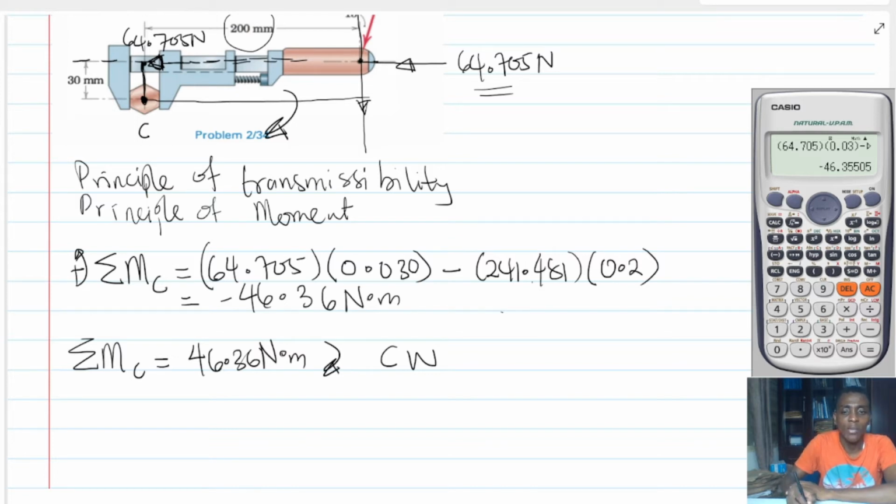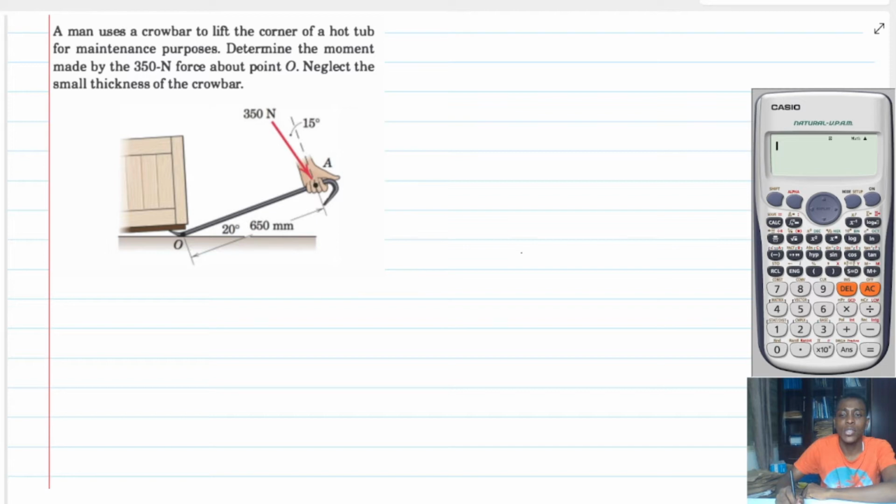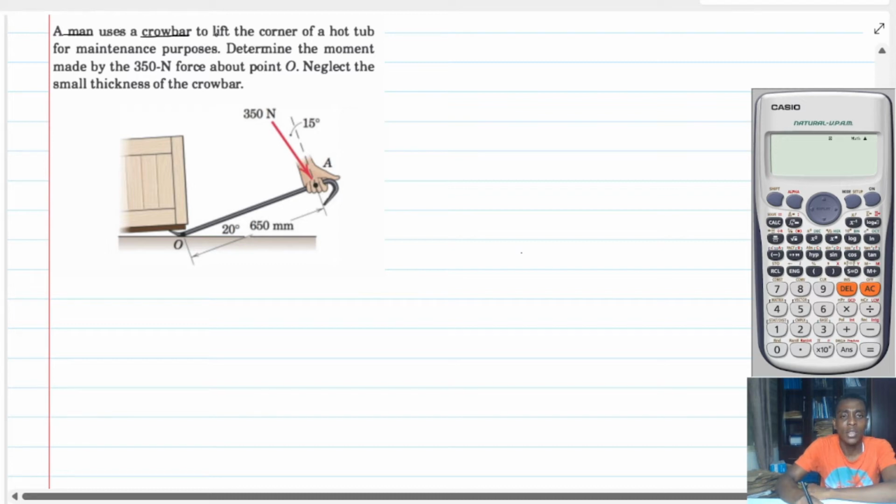Let's look at another problem. All right, so let's look at the second problem. Let's read the problem together. A man uses a crowbar to lift the corner of a hot tube for maintenance purposes. And we are to determine the moment made by the 350 Newton force about O.